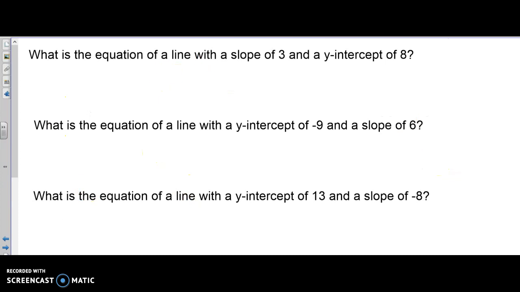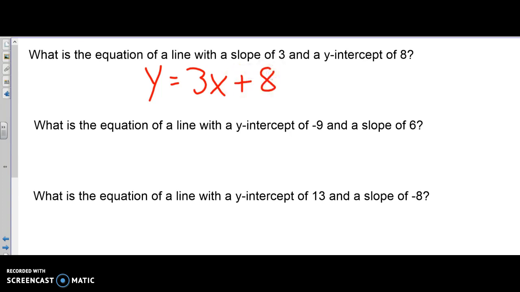Okay? Here's some other questions that you're going to see. It says, what is the equation of a line with a slope of 3 and a y-intercept of 8? The equation is always y equals mx plus or minus b. M is your slope, so in this case my slope is 3. Slope is always attached to x. And it says I have a y-intercept of 8, +8.